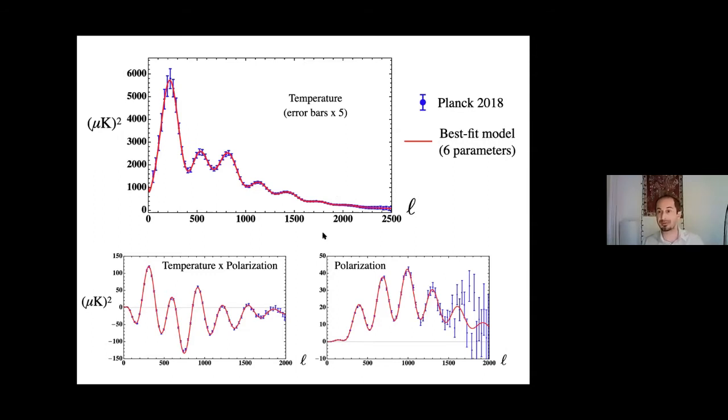You have 3 parameters that quantify the energy budget of the universe and its constituents. So how many baryons we have, how much dark matter there is, and how much dark energy there is today. And there is one parameter which quantifies when the universe got re-ionized, and this changes also the details of the CMB power spectrum.